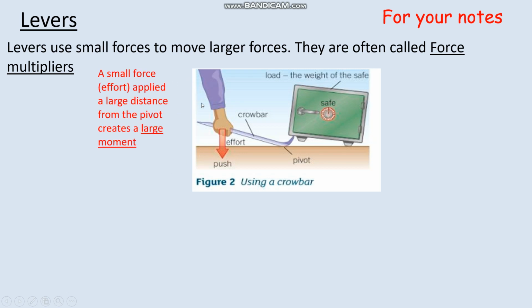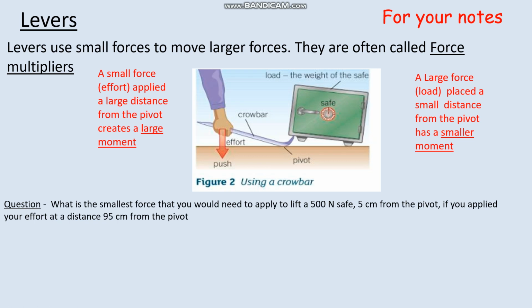On this side here, because the man's force is applied quite a large distance from the pivot, in order to get that safe to balance, the large distance here, small effort here, means, by the principle of moments, that it could balance the larger weight here, the small distance from the pivot here. So it's possible for a small force at a large distance to balance a large force at a small distance, and that's the operating principle of the lever.